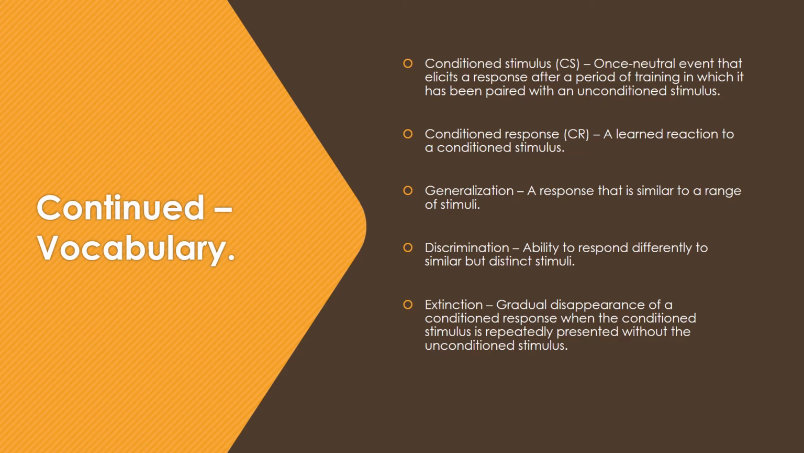Generalization is a response that is similar to a range of stimuli. Discrimination is the ability to respond differently to similar but distinct stimuli. And extinction is the gradual disappearance of a conditioned response when the conditioned stimulus is repeatedly presented without the unconditioned stimulus. Again, I understand those words may seem very confusing right now. That's okay. We're going to go over them with a little more clear understanding in a minute.